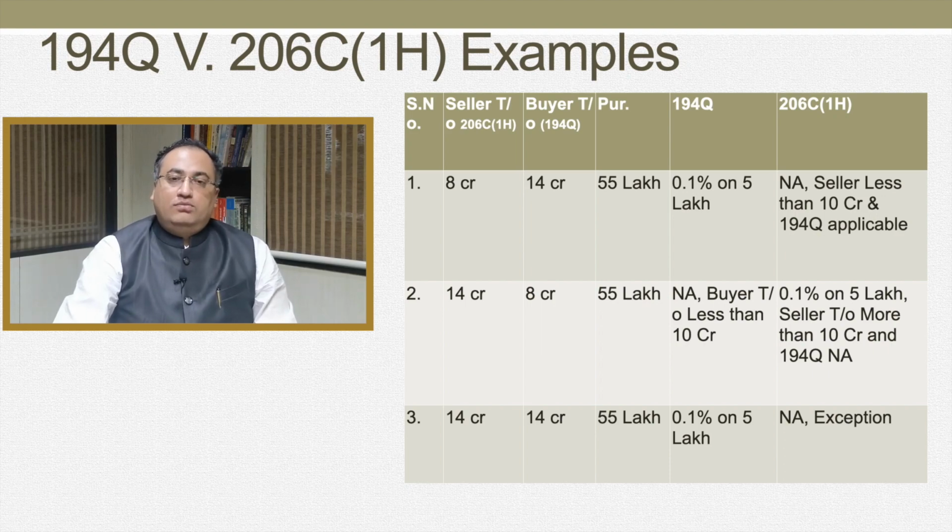Of course I have assumed the PAN is there, otherwise the rate of TDS or TCS would have changed, either 1% or 5% depending upon the section applicable.